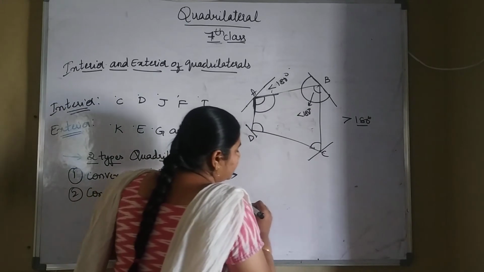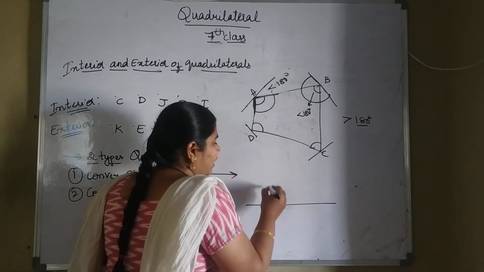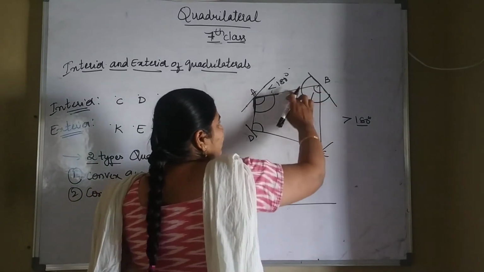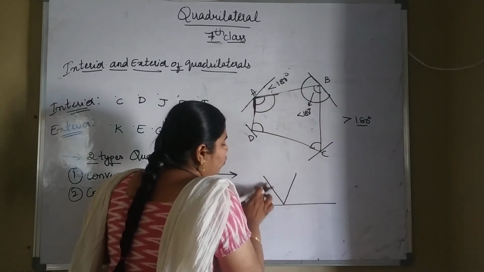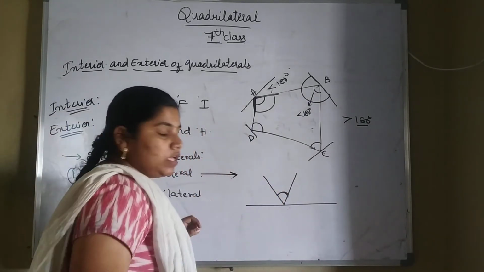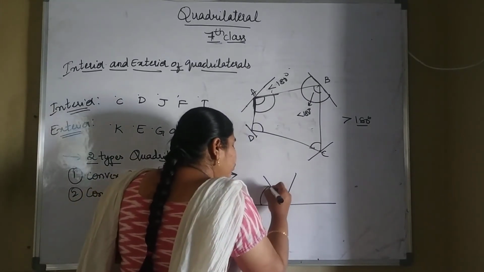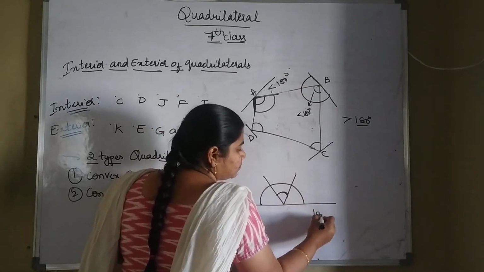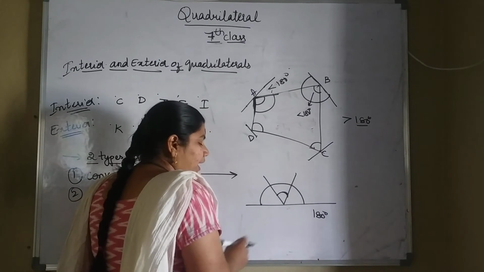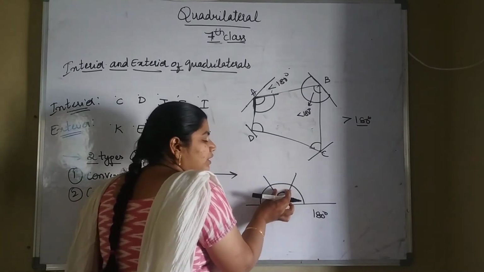If you are not getting it, see, I am drawing one straight line. The figure is like this now. If you take this angle, it is in the form of a V shape. I am talking about only this angle. Here I am taking that this full length is 180 degrees. I want to calculate only this part.